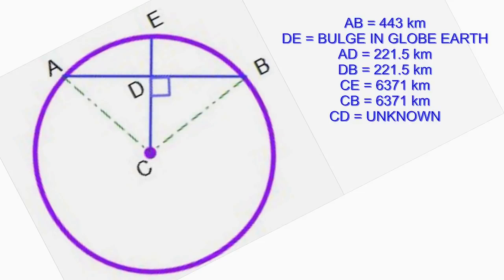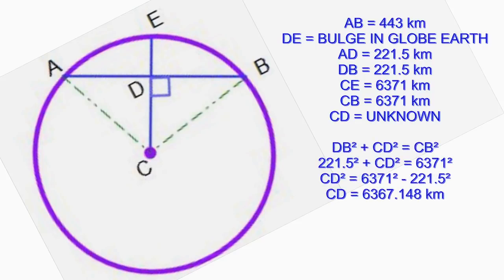AB is the distance between the two mountains, 443 kilometers. AD is half the distance, 221.5 kilometers, and DB is the same, half the distance, 221.5 kilometers. CE is the radius of the Earth, 6,371 kilometers, and CB is the radius of the globe Earth. CD is our unknown.